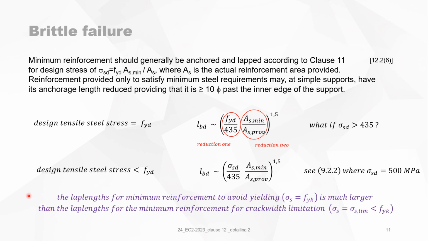So this means that the lap length for minimum reinforcement to avoid yielding, where σs is equal to fy, the yield strength of the reinforcement steel, is much larger than the lap length for the minimum reinforcement for crack width limitation. So this is interesting to know, and you can save some kilograms of reinforcement by using this rule.